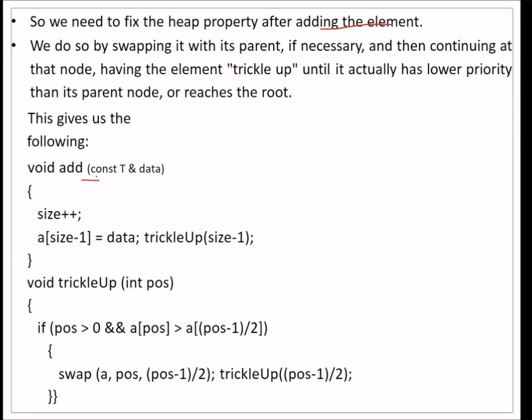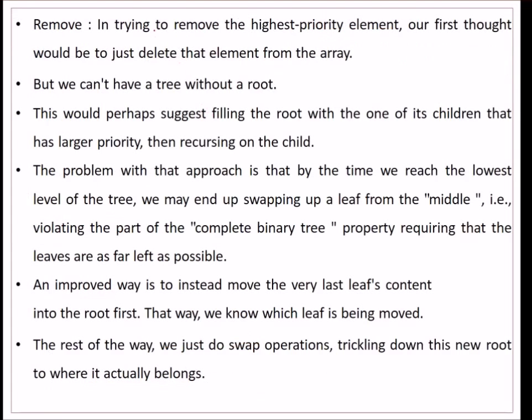For that we use add. We'll increase the size because we have added. We'll give the data to a[size - 1], and then we'll trickle up size - 1. What does this trickle up do? This trickle up uses a recursive definition, and with position which is greater than 0 and which is less than the parent position (position - 1)/2, we swap them. We always swap them and recursively call. So ultimately that 11 I just showed you will find its position at the root, and 10 will trickle down to the position where it should be. So this is how we do it.